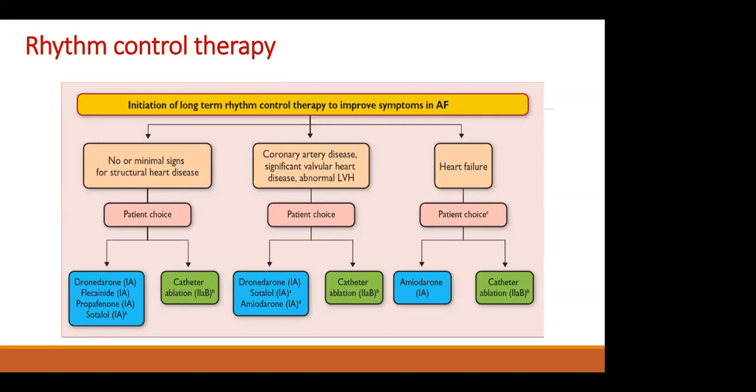And you can discuss with the patient also that you have a class 2A recommendation to do a catheter ablation. But if the patient has coronary artery disease and significant LVH, you can give amiodarone or dronedarone. Sotalol can be given in patients with coronary artery disease, but if he has significant LVH, it's not recommended to give sotalol. If the patient is in heart failure, you can give either amiodarone or go for catheter ablation.